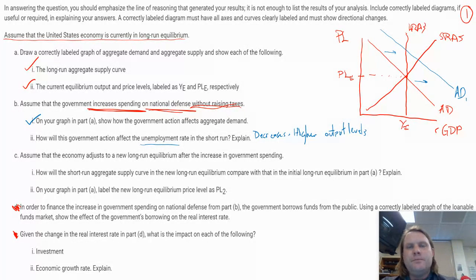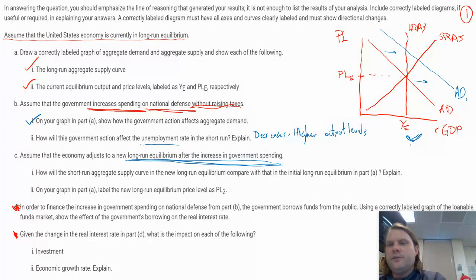All right. Next part here, we're going to assume that the economy adjusts to a new long run equilibrium after the increase in government spending. The increase in government spending, they don't ask you this, but it creates what we call an inflationary gap. That's in our notes. But this is an inflationary gap. They don't make you say that.